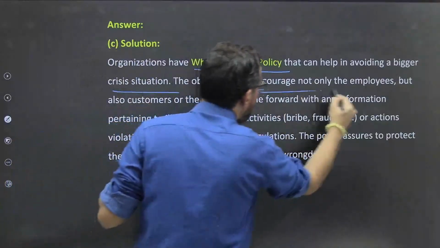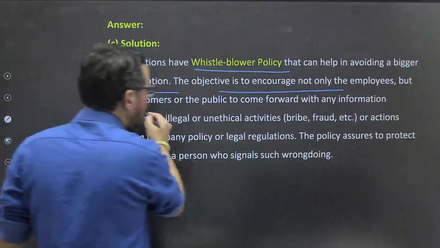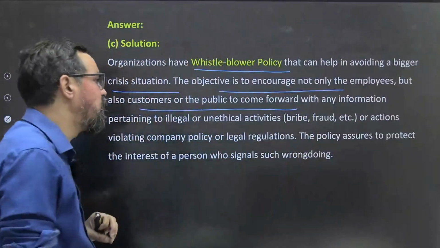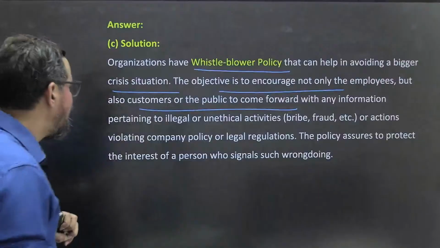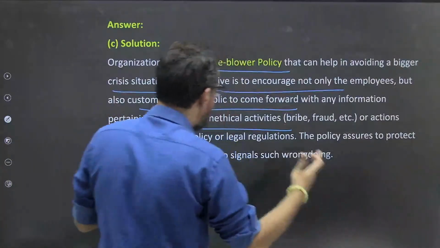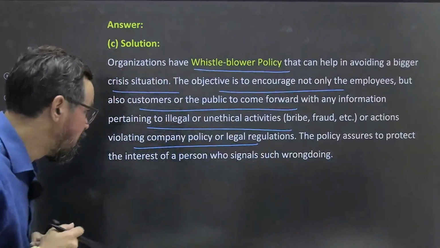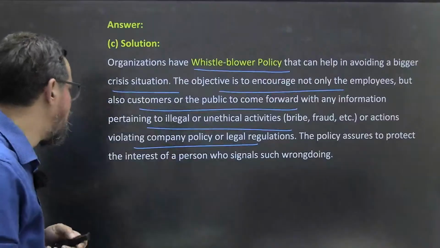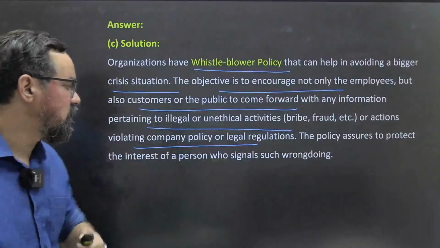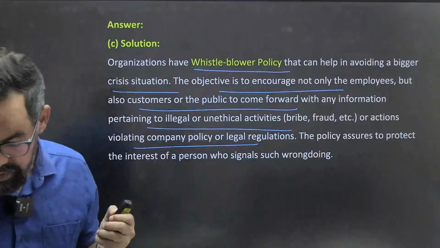The objective is to encourage not only the employees but also customers or the public to come forward with any information pertaining to illegal or unethical activities like bribes, frauds, or actions violating company policy or legal regulations. The policy is meant to protect the interest of the person who signals such wrongdoings. All right.